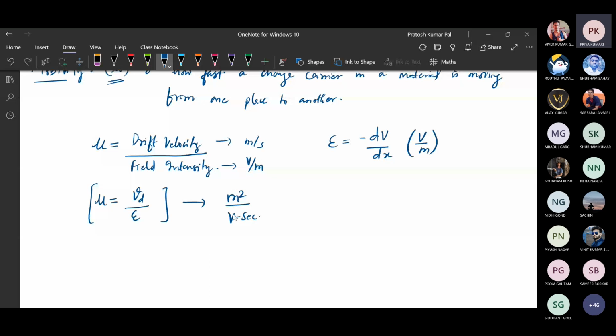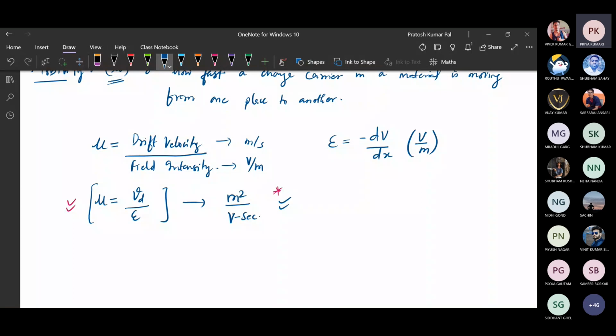Sometimes in objective questions, the unit of mobility is asked, so you should have an overview of how it is represented. If you don't remember the exact unit, you can derive it from the expression, drift velocity divided by field intensity. But sometimes it can be asked in objective type questions.